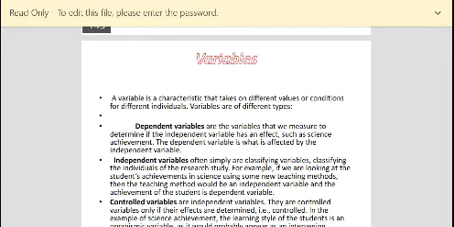Then we have independent variables. These are often simply classifying variables, classifying the individuals of the research. For example, if you are looking at student achievement in science using some new teaching methods, then the teaching method will be an independent variable, and the achievement of the student is the dependent variable. Are we getting it? What does that mean?